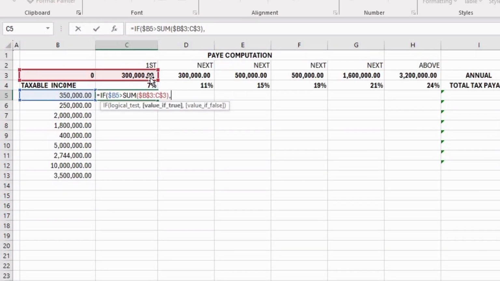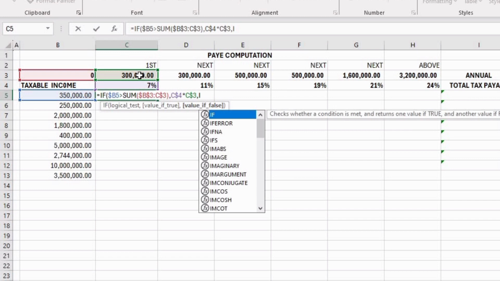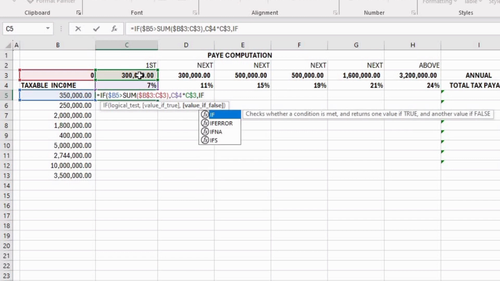We put a comma. The value, if true, will now be 7% times 300,000 naira, which in this case is cell C4 times cell C3. So I would fix just the row number 3 and 4 and leave the column C alone. So what we are saying is that if the taxable income is greater than the sum of 0 to 300,000, which is the first 300,000, then apply 7% on 300,000. This is the first leg of the formula. Always remember to use your comma separator when you are moving to the next argument of the function.